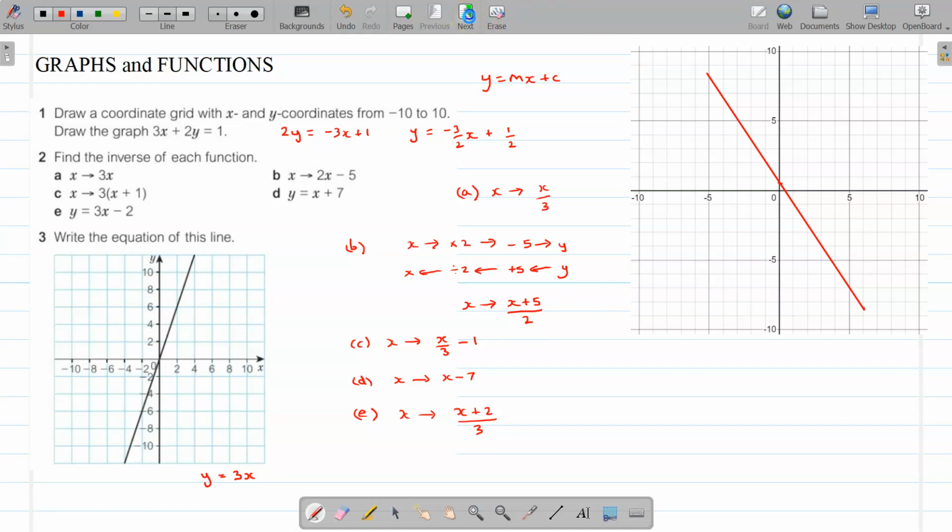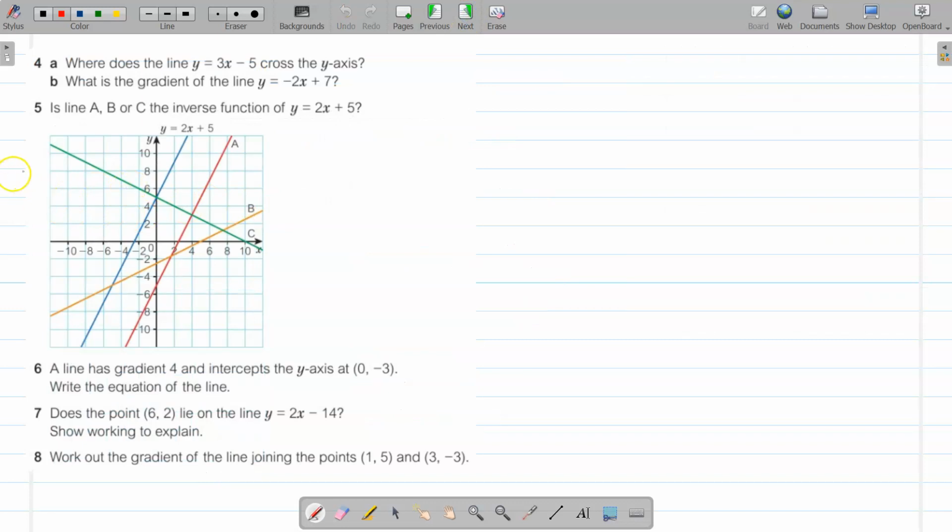Okay, next question. 4. Where does the line y equals 3x minus 5 cross the y-axis? Easy, minus 5. That is the y-axis intercept, and this number 3 is the gradient. What is the gradient of the line y equals minus 2x plus 7? Well, the gradient is the number in front of x, which is minus 2. Don't write minus 2x, just minus 2.